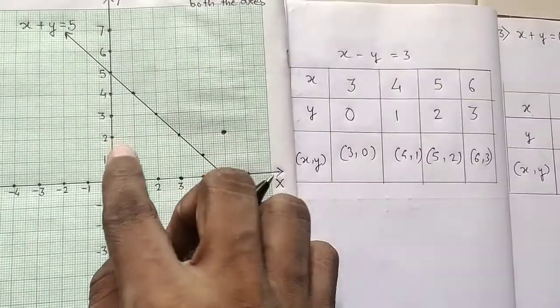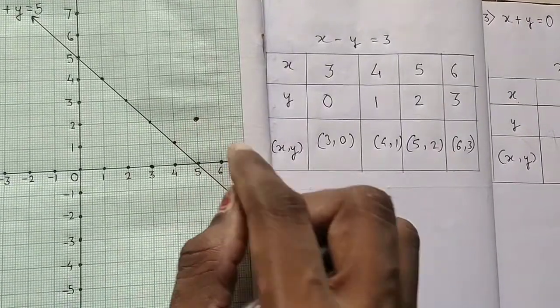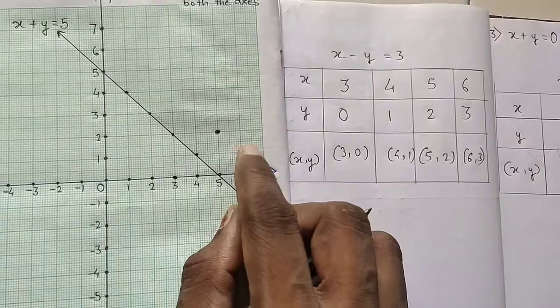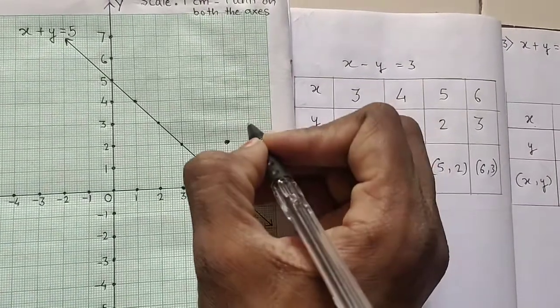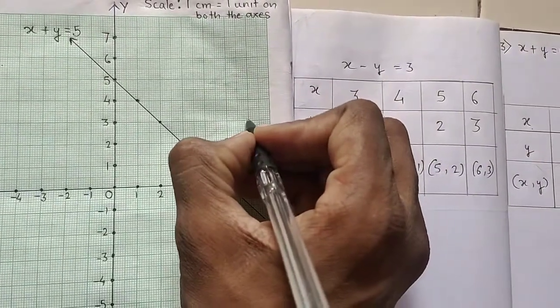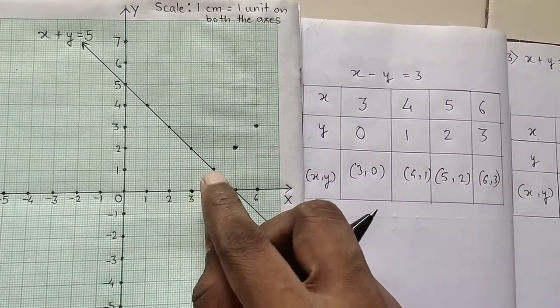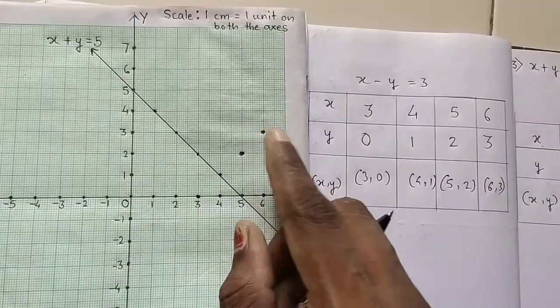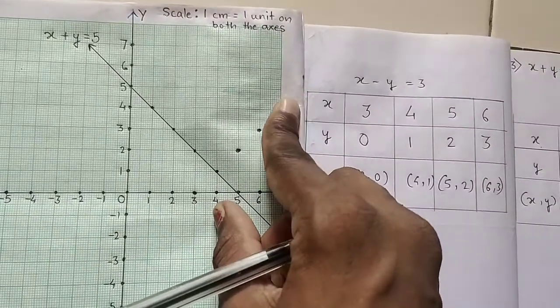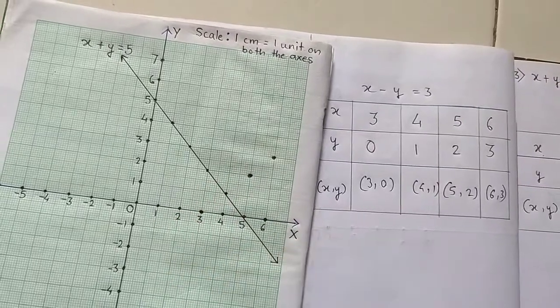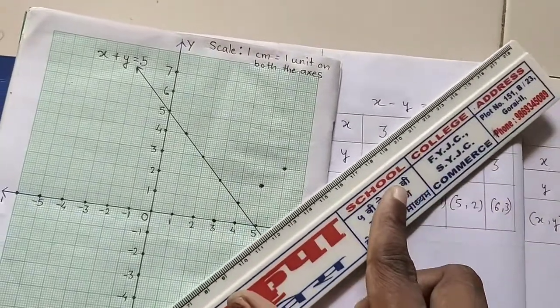So you are going to see both simultaneously. Then the last one is what? 6 comma 3. So this is 6 and 3. 1, 2, 3. So this is your 6 comma 3. So you have 4 points: first, second, third and fourth. Now what you will do? You will use your scale and draw the line passing through these 4 points. Okay, so let me draw the line.